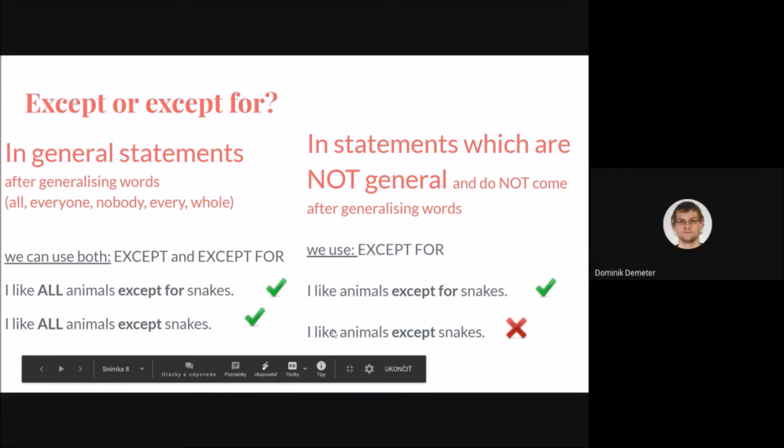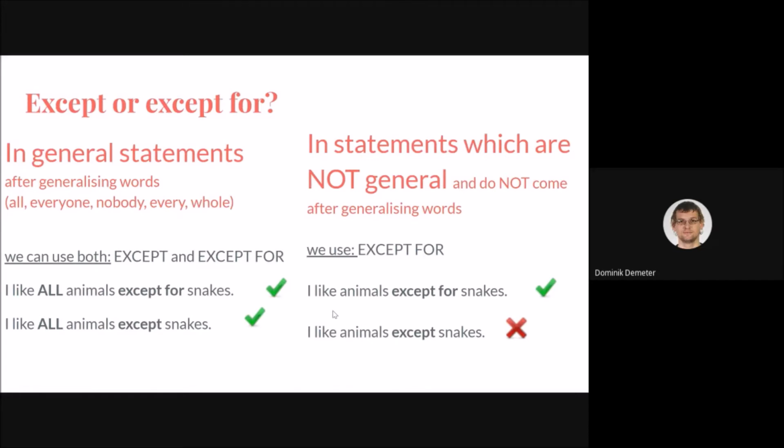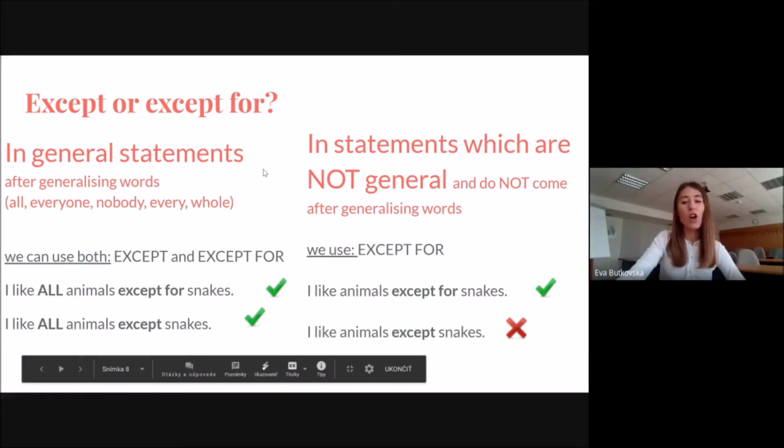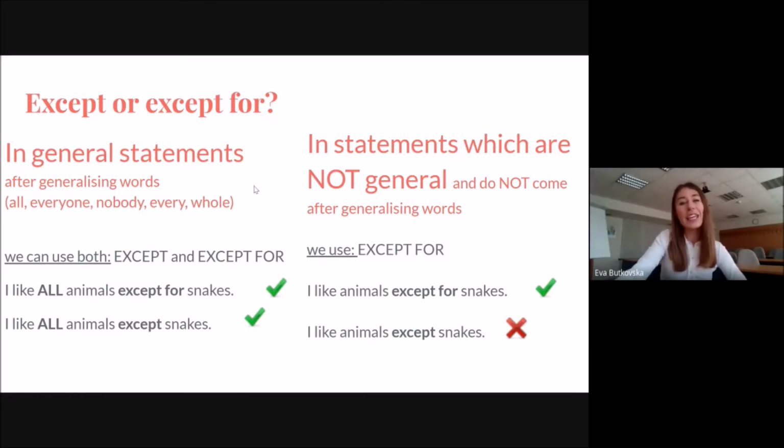Yes, it is clear, and the conclusion is that if I use "except for" everywhere, I will not make any mistake. Yes, that's true, but you can always hear a native speaker say "except" without the preposition "for", or read it somewhere. So to be clear, it's good to know all those little details.